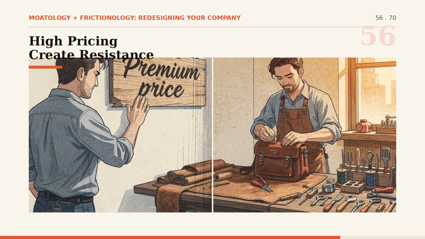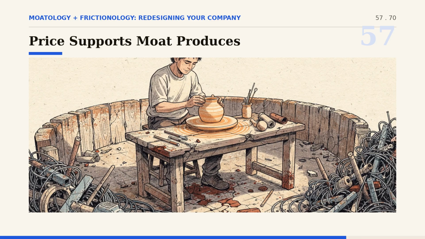That does not mean higher prices are always better. It means price should be judged as part of the system rather than as an isolated number. The right price supports the moat and produces the right level of friction for the offer. It discourages the wrong fit without creating unnecessary confusion or distrust for the right buyer.